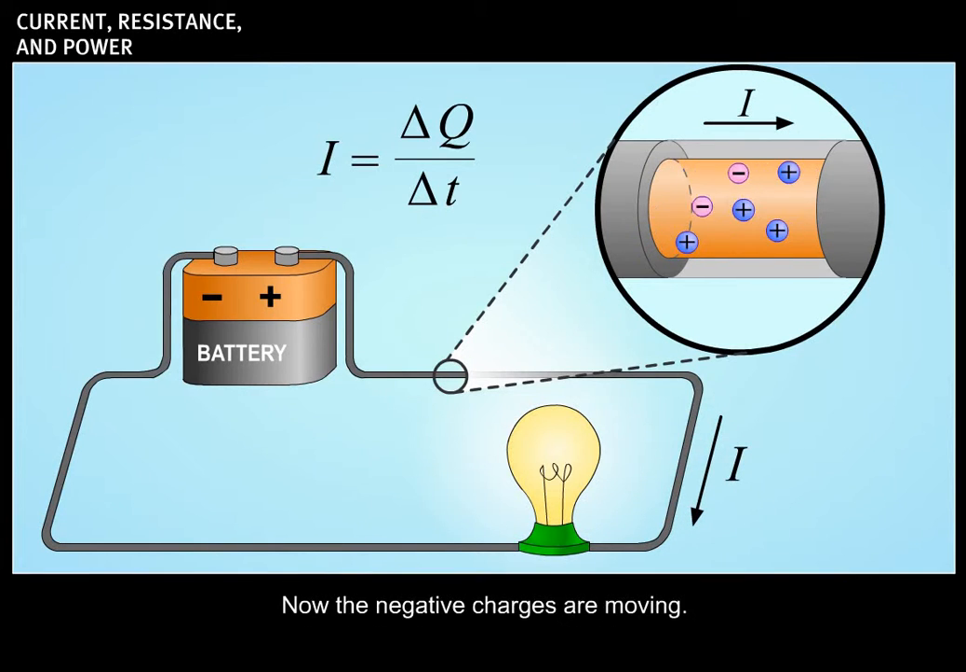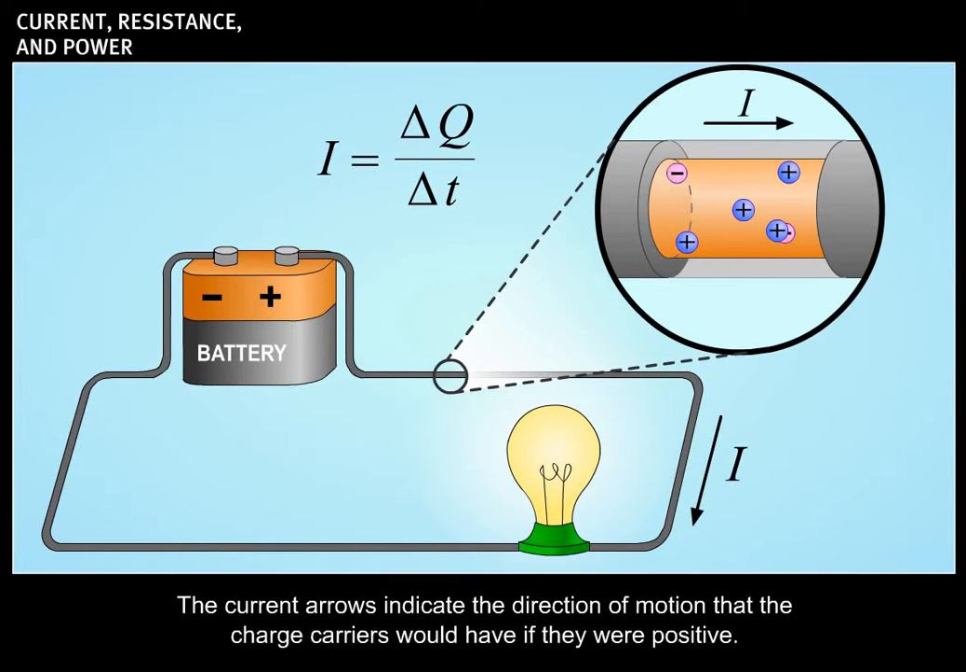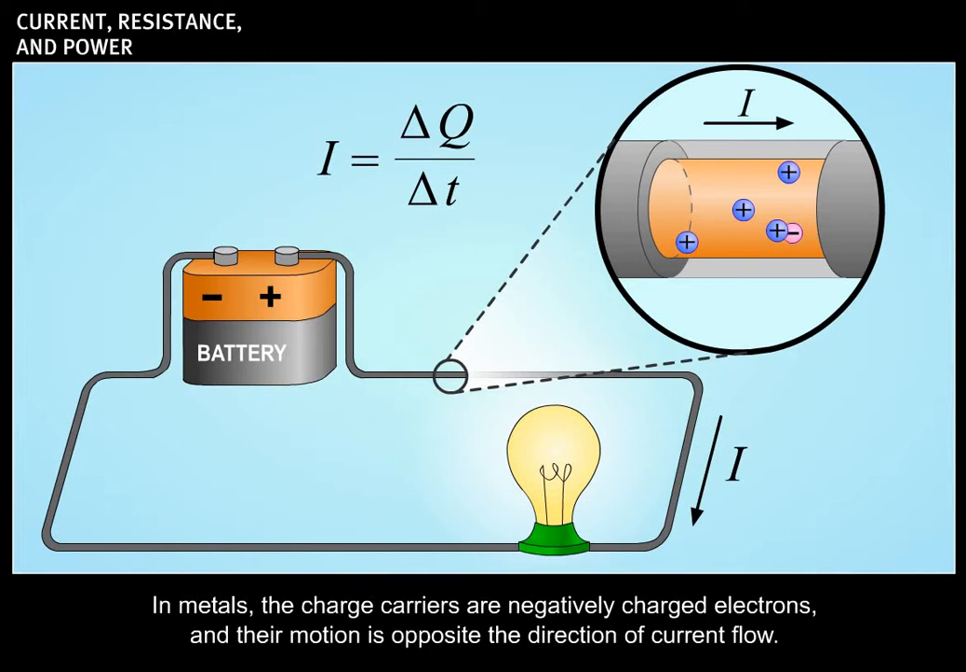Now the negative charges are moving. In this case, the current is taken to be in the direction opposite that of the charges. The current arrows indicate the direction of motion that the charge carriers would have if they were positive. In metals, the charge carriers are negatively charged electrons, and their motion is opposite the direction of current flow.